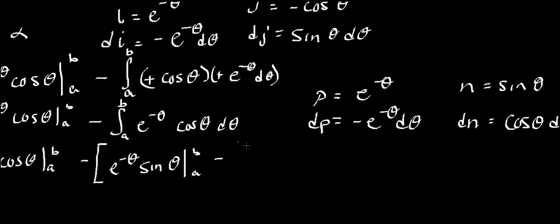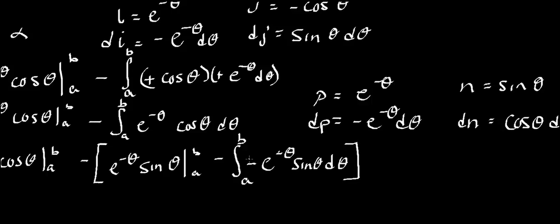And we have to make sure to subtract this integral. And this integral is going to be n dp. So it's going to be the integral of sine of theta times negative e to the minus theta d theta, evaluated from a to b. Notice that these negative signs cancel to give you a positive.